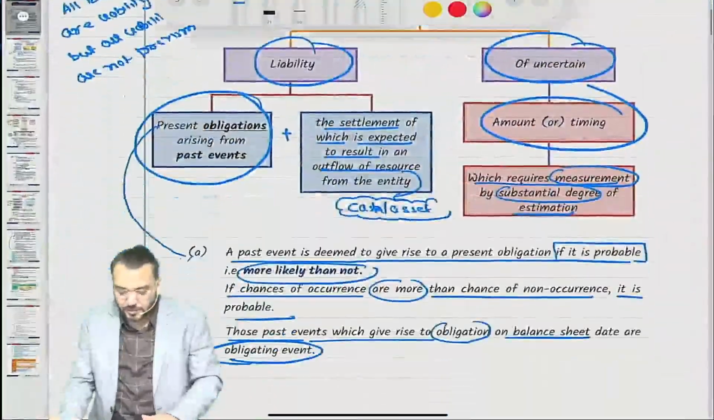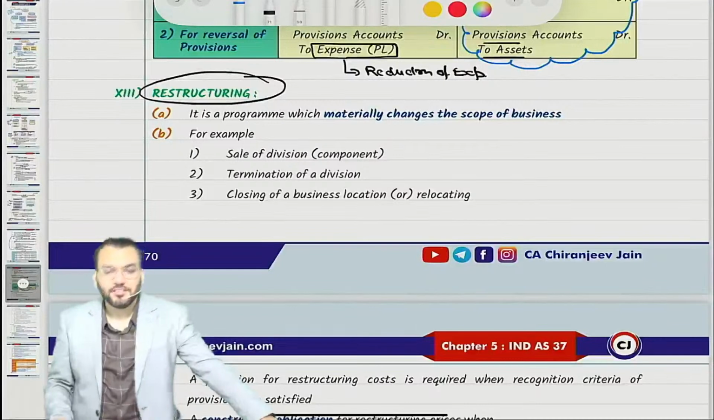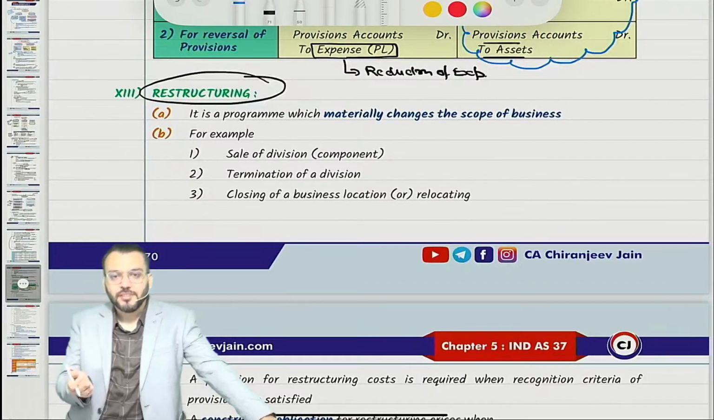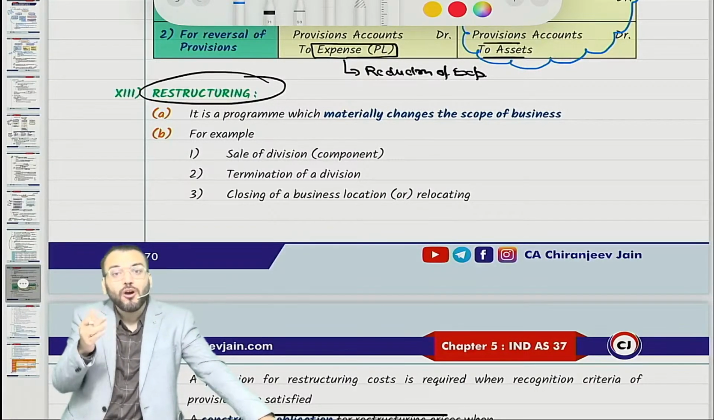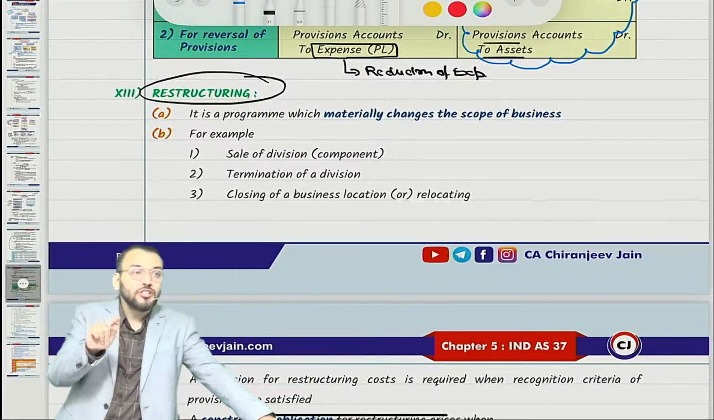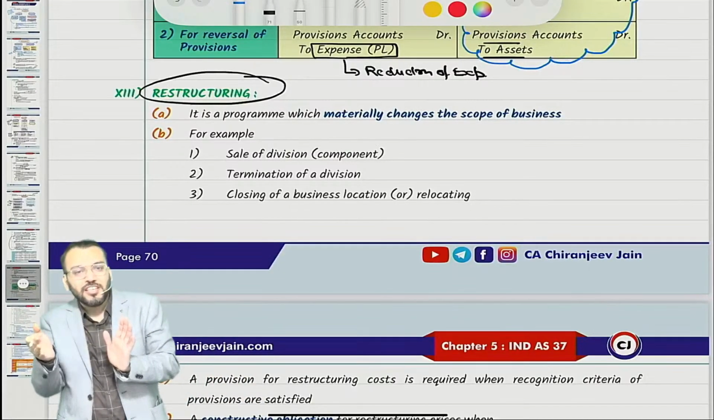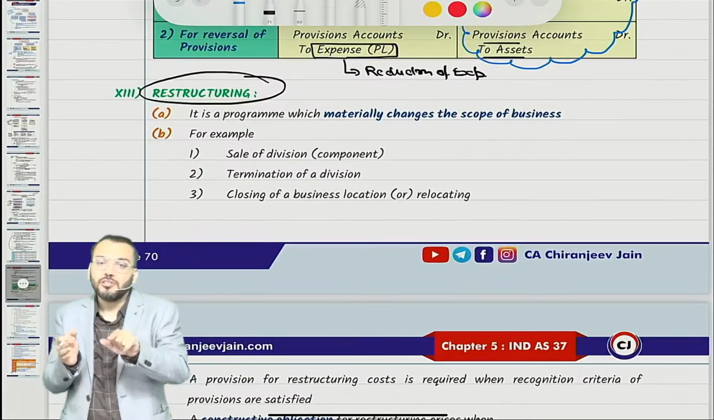Now let us come to the last concept of this chapter, which I have not done. Only one point has been left, that is restructuring. Now what is restructuring? We need to understand that first. Restructuring means any program which changes the scope of business without affecting the going concern of the entity. Means the scope of business will change without entering into liquidation.